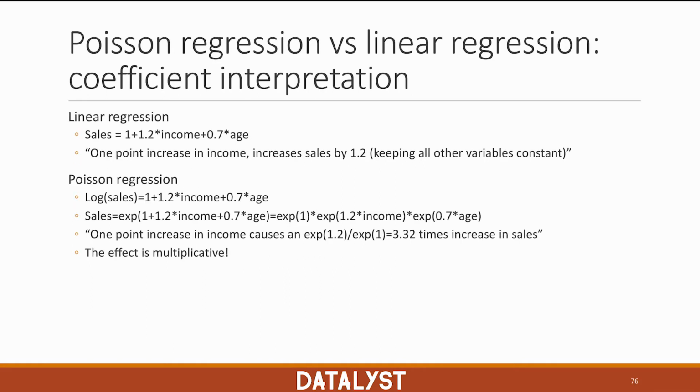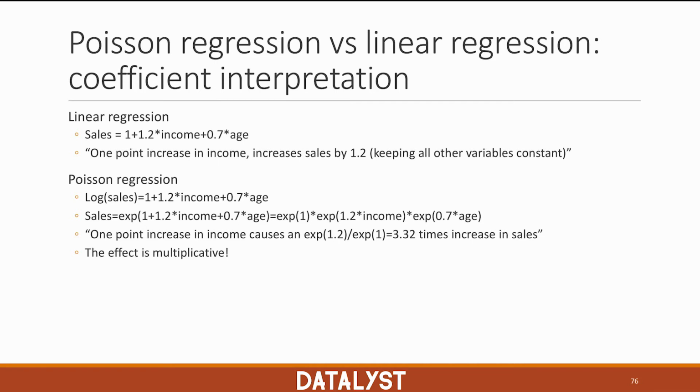There's an important note we need to make here around the interpretation of the coefficients of linear regression and Poisson regression. In linear regression, let's say we have a model like this one. We have sales equals the intercept plus income and age. In this case, we could interpret the coefficient as follows. We could say that 1 point increase in income increases sales by 1.2, keeping all other variables constant.